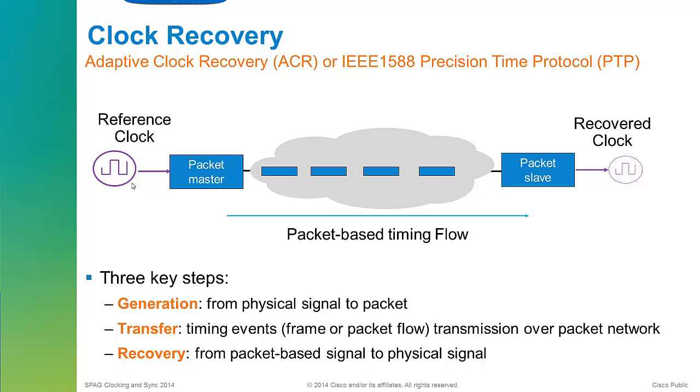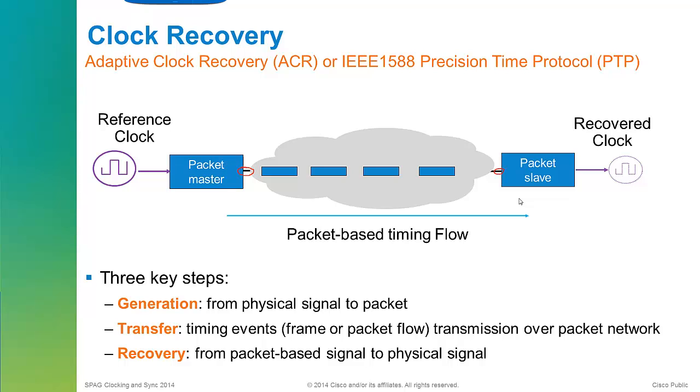So in this case we have a reference clock into a packet master. A packet master does its own clock recovery from the reference clock, and will then generate a stream of packets containing timing information, which will go to the packet slave. The packet slave will receive that information and then do clock recovery. It will use the stream of packets that have been sent to it over the network to recover the frequency information from it.